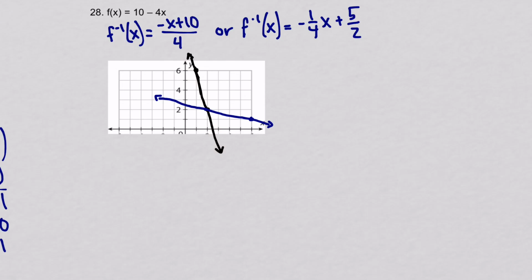Okay. The inverse is this one right here. This one you begin at 5 halves, which is exactly 2.5, right here. And then you go down 1 over 4, down 1 over 4, and so on. Okay, so you end up at these 2 points right here. 6, 1, and 2, 2. They actually intersect at exactly 2, 2.